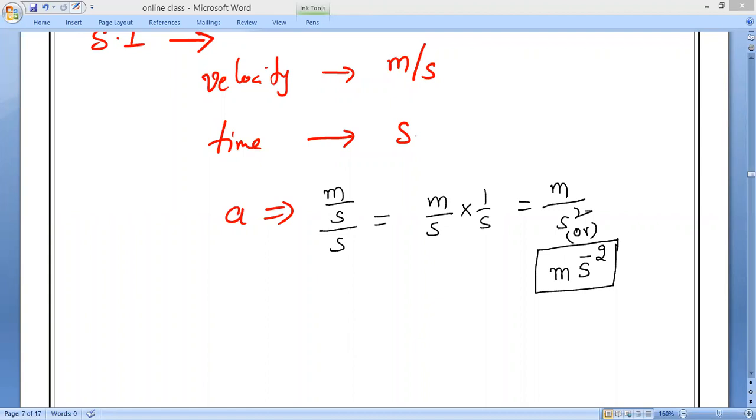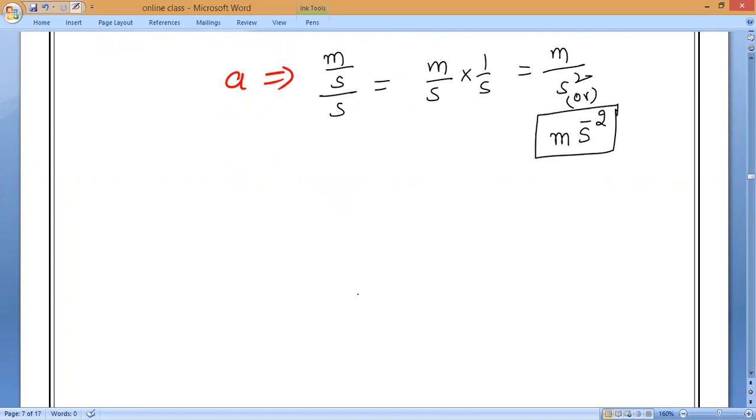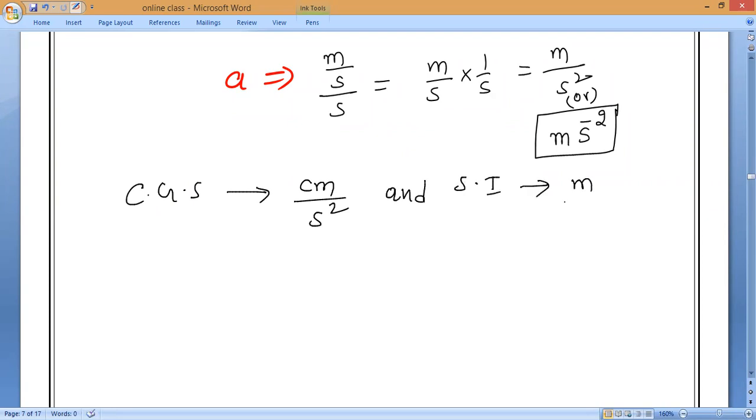Any doubt? No, sir. So now, what are the two units? All of you tell me what the CGS unit of acceleration is. Centimeter per second square. Next one, what is the SI unit? Meter per second square. Meter per second square. That is what you have to remember.